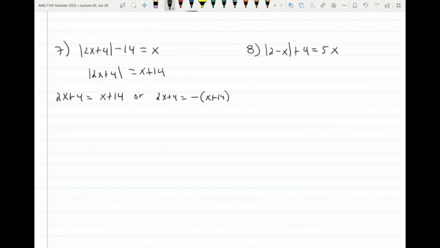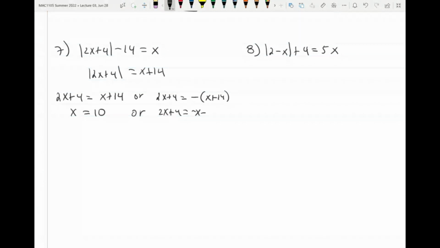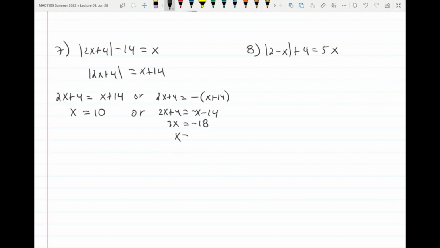Okay, and now we have 2 little linear equations. Let's solve it. So what do we get? So x is 10, and then on the other one we have 2x plus 4 equals negative x minus 14. So that's 3x equals negative 18. So we get negative 6.